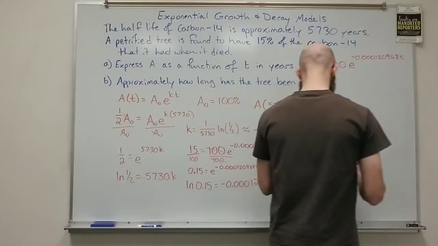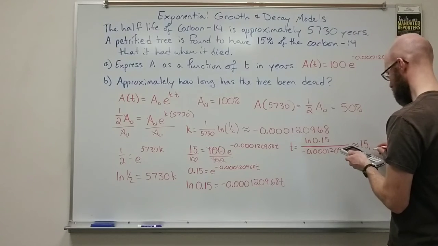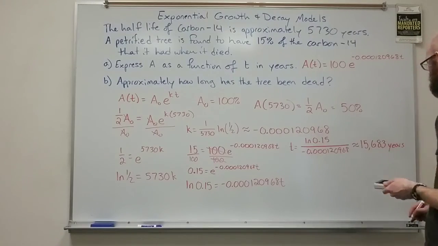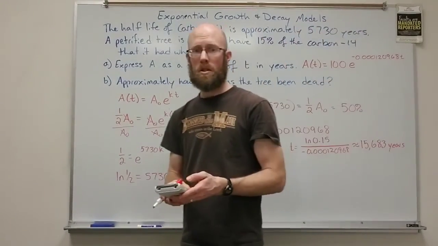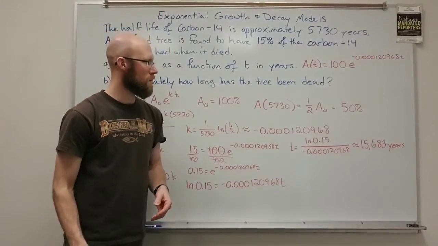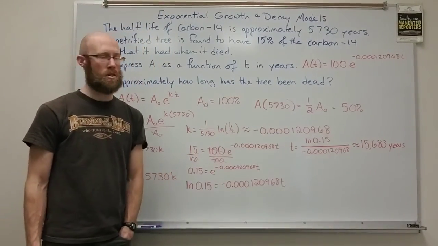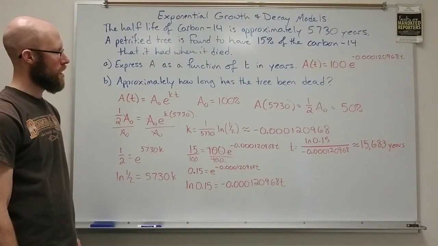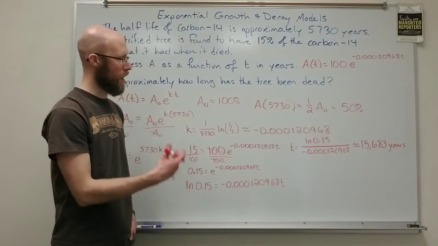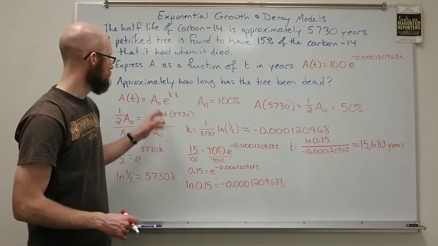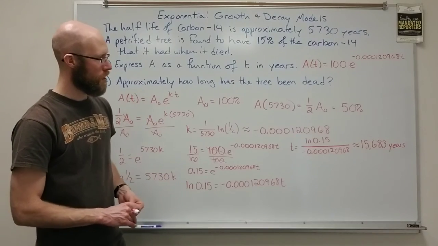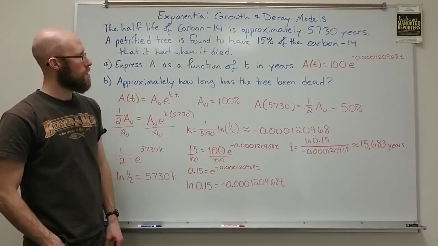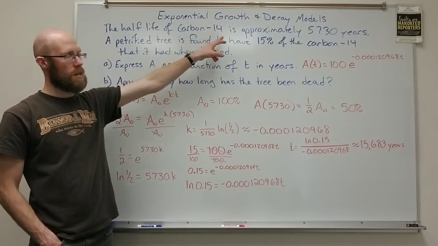which is about 15,683 years if I round that off to the nearest year. Okay, so 15,683 years. All right, that's pretty close to 3 half-lives, right? Pretty close to 3, not quite 3 half-lives. Okay, so that answers our last question there. It would take about 15,683 years for that sample of C14 to reduce down to 15%.